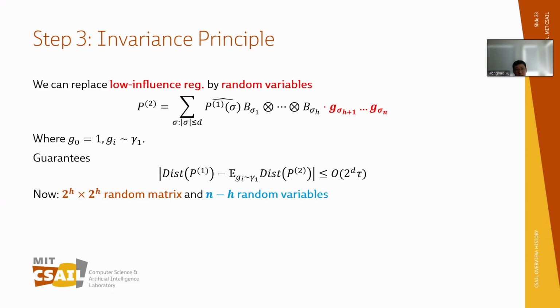And then after this replacement, we get a 2 to the h by 2 to the h random matrix, where h is independent of n. But we have n minus h random variables that determine this random matrix. Here, the size of the matrix is small, but it's random. And in the end, we want to get deterministic strategies. So we cannot just stop here. There are more steps we need to take.